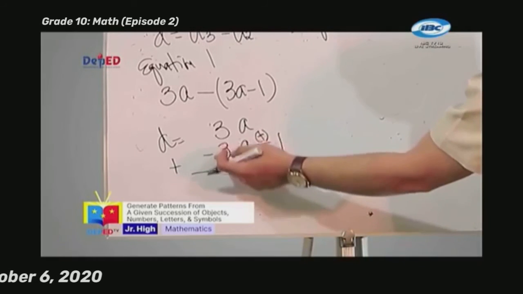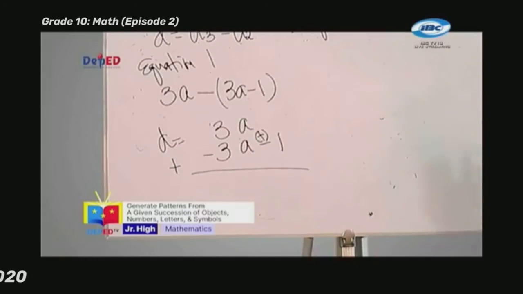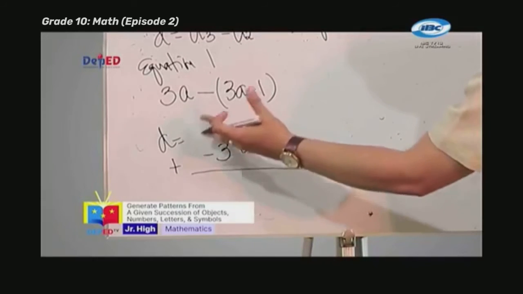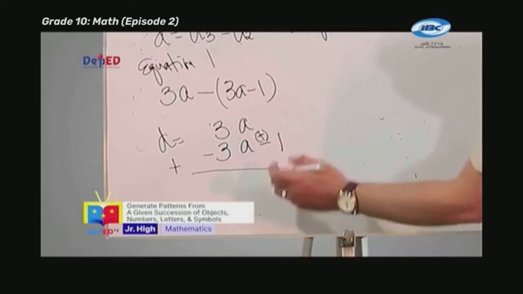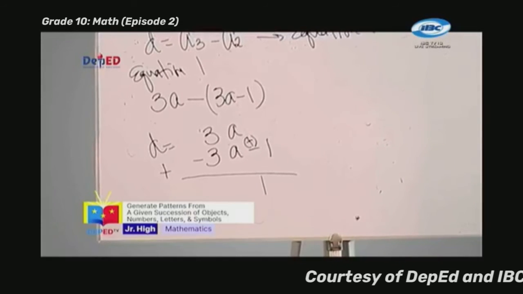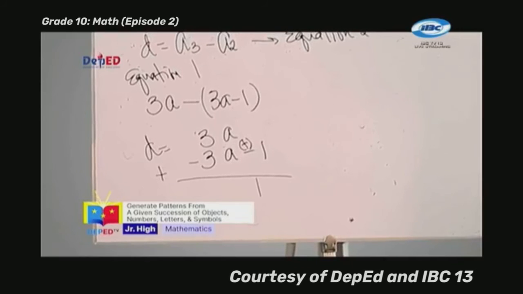Since these two numbers are opposite in sign, we will subtract. 3a plus negative 3a is 0. We will have 1. You are right. The common difference is 1.